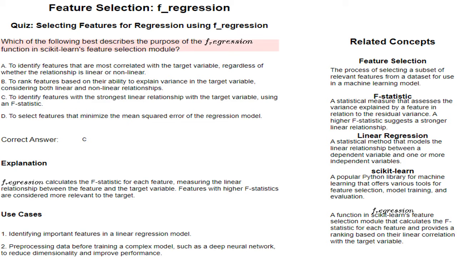False. Regression doesn't directly optimize for minimizing mean squared error. Its purpose is to rank features based on their linear correlation with the target variable, which can then be used to select features for a regression model.